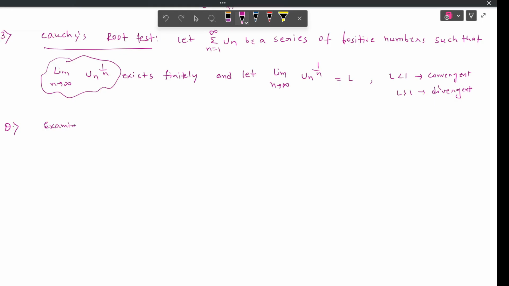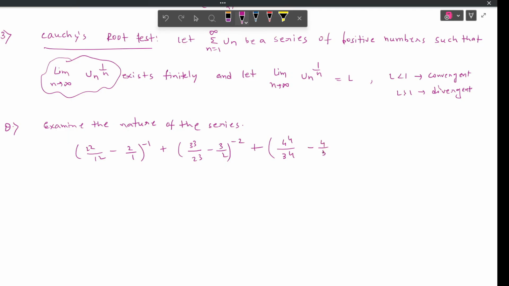Examine the nature of the series. The series is 2 square by 1 square minus 2 by 1 to the power minus 1, plus 3 cube by 2 cube minus 3 by 2 to the power minus 2, plus 4 to the power 4 by 3 to the power 4 minus 4 by 3 to the power minus 3. So see, here power is there. So that means definitely we have to use Cauchy's root test.